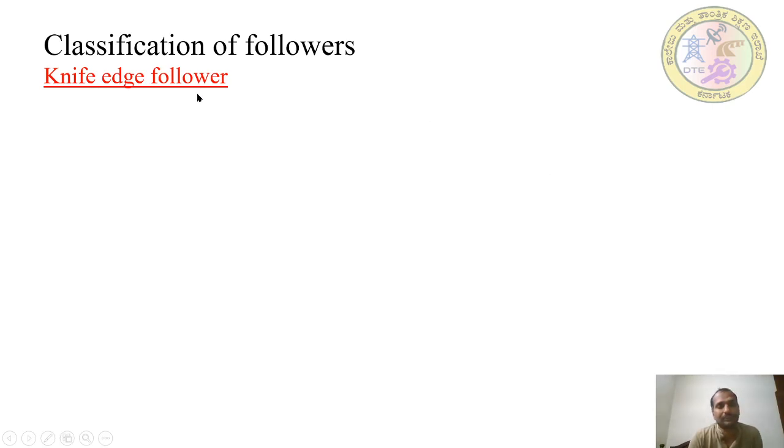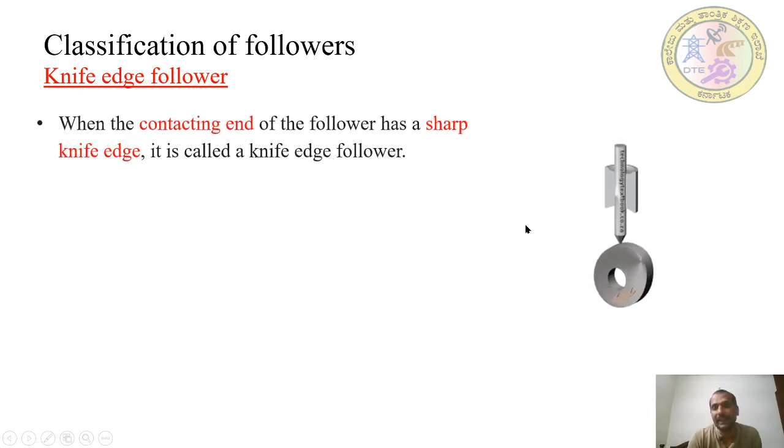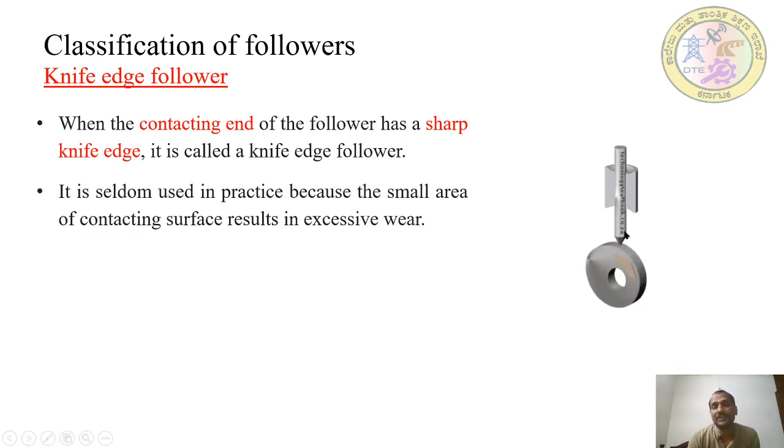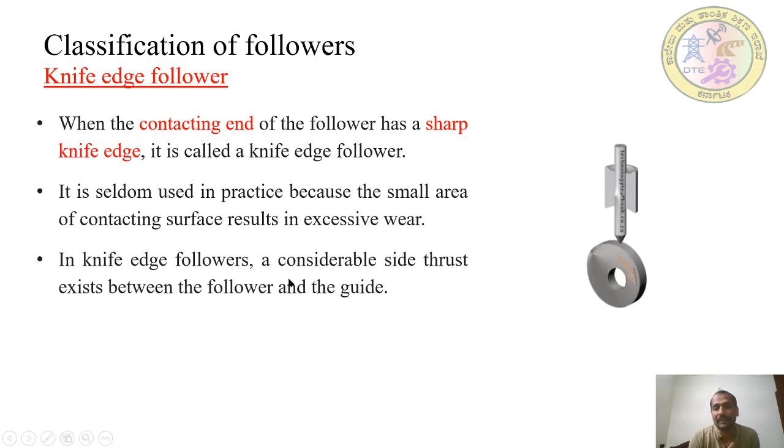Knife edge followers. Observe the animation. When the contacting end of the follower has a sharp knife edge, then the follower is known as knife edge follower. Here, the follower and the cam have sliding motion. These types of followers are rarely used because the small area of contact results in excessive wear. In a knife edge follower, we have one more disadvantage, that is a considerable side thrust exists between the follower and the guide.